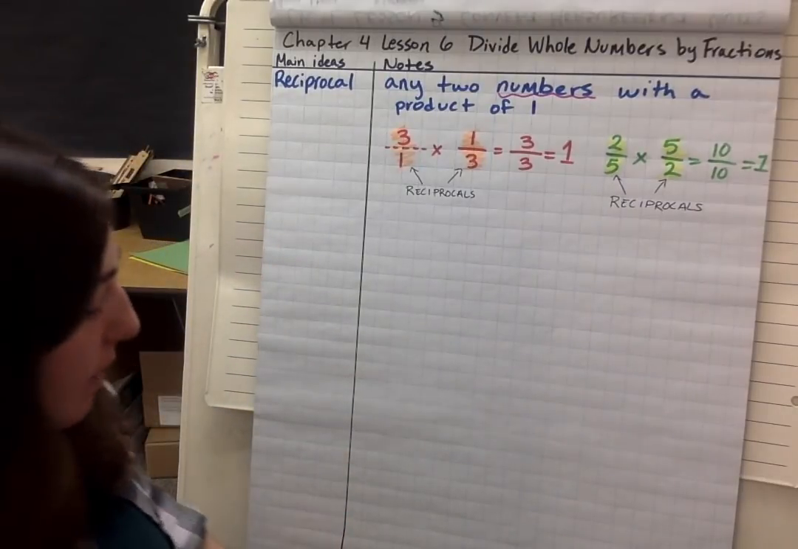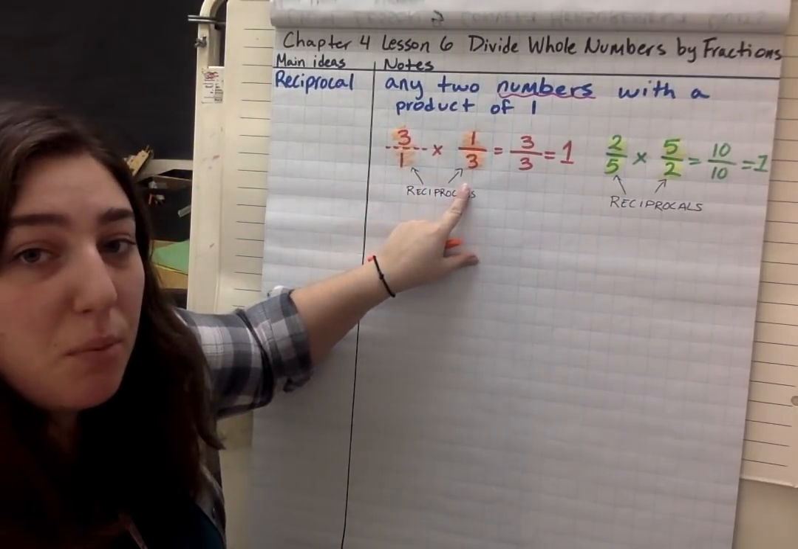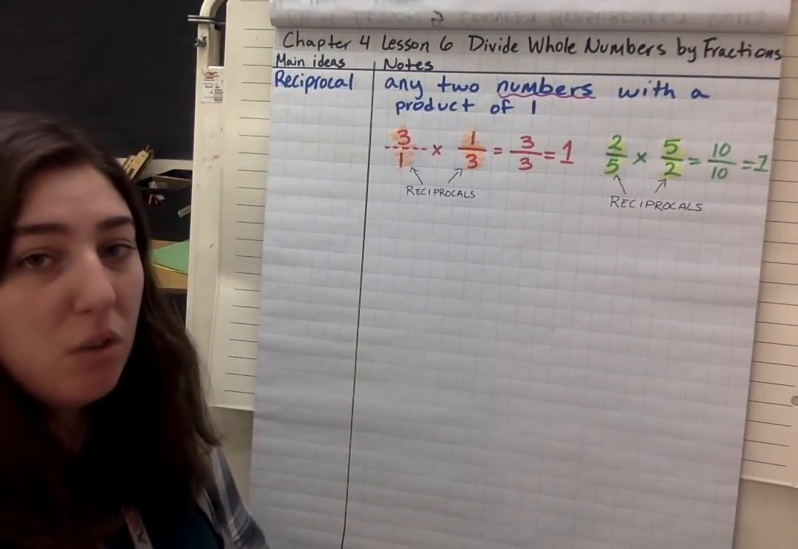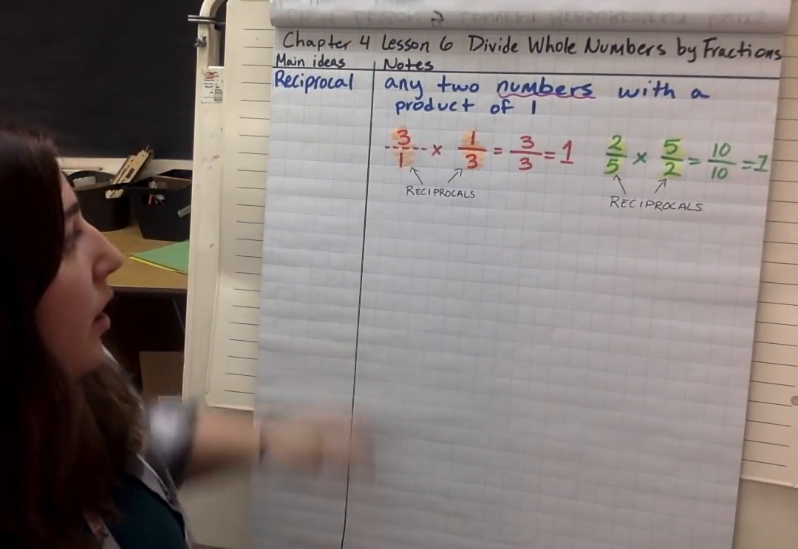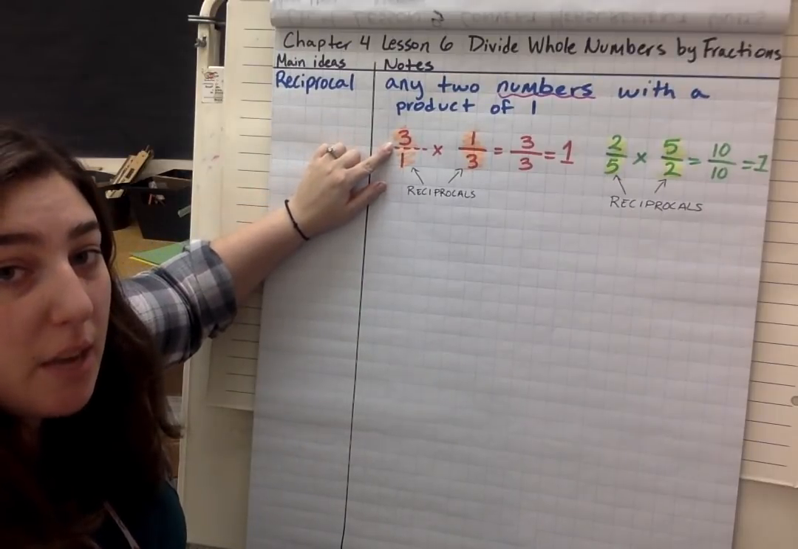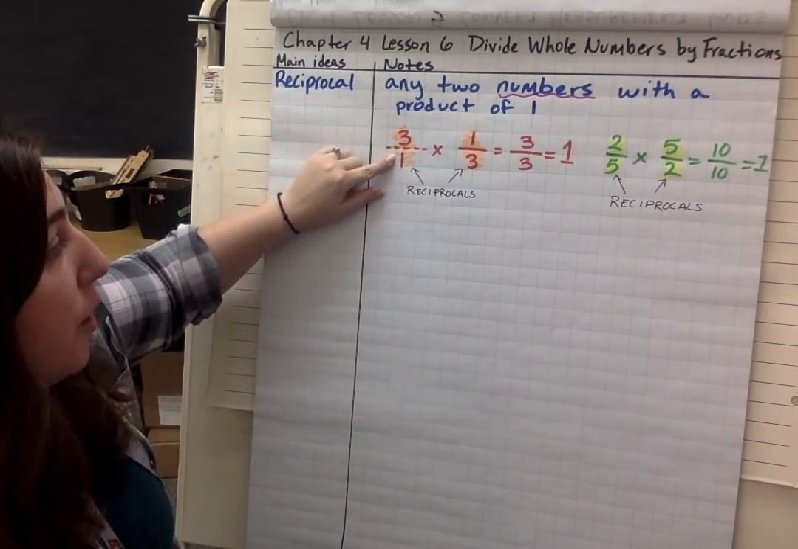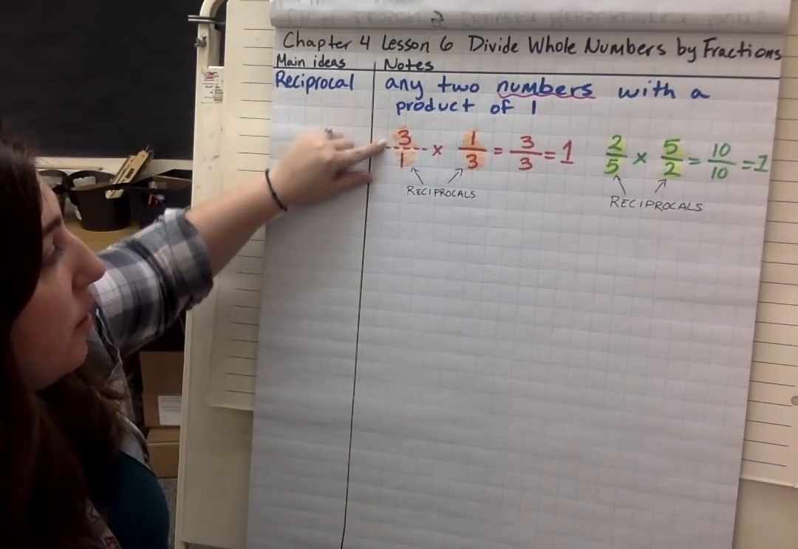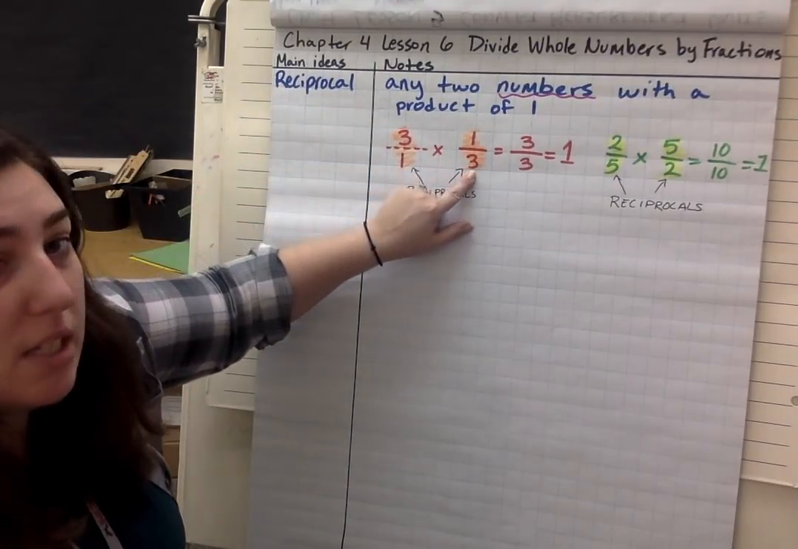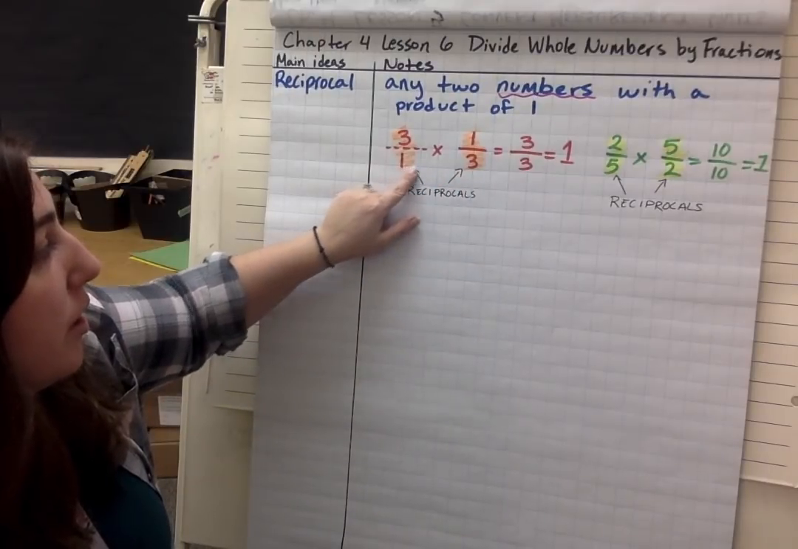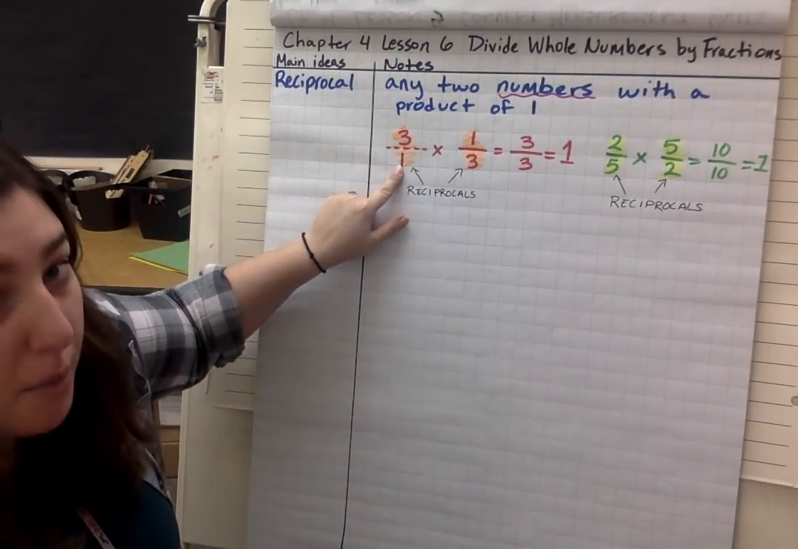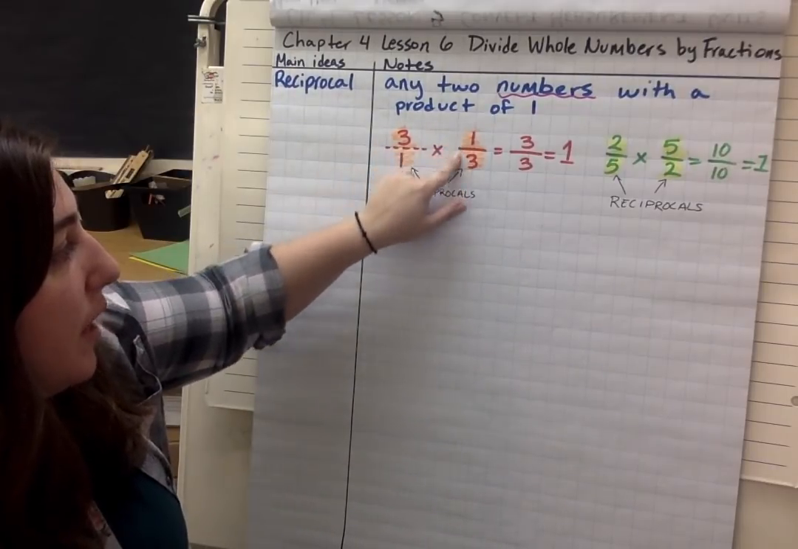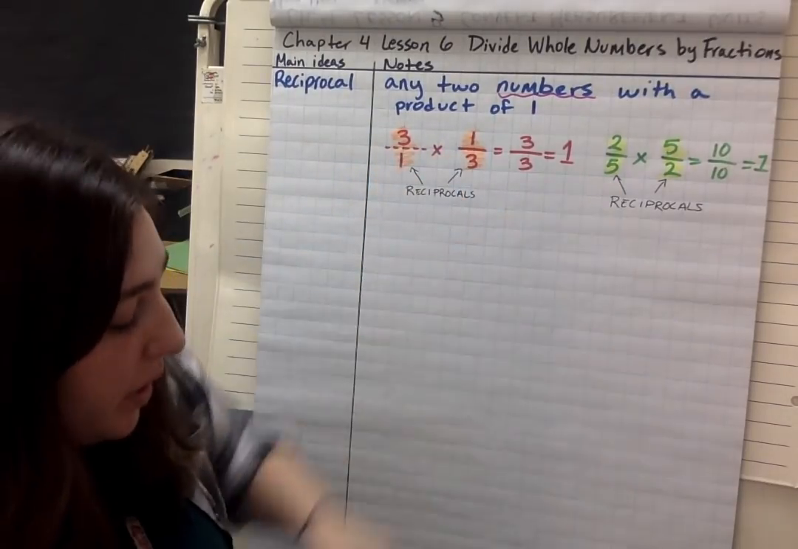Okay, so the way I found these reciprocals in both of them is by flipping the numerator and denominator. So here, in our first example, I flipped the numerator and denominator. So I put the numerator into the denominator, as you can see here, and I put the denominator into the numerator. Okay, so if you see that switch here, I did the same over here.